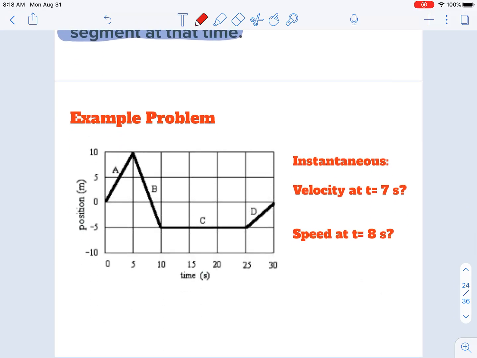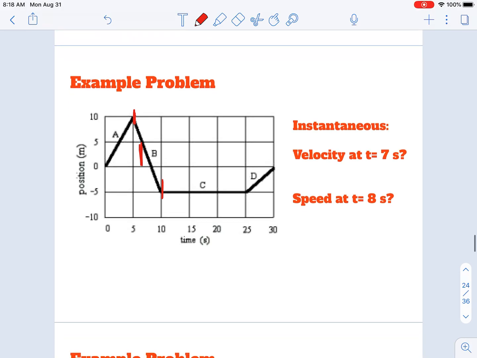Using that, we're going to find the instantaneous velocity and the instantaneous speed at two different parts of our graph. Luckily for us though, both of them fall on the same line segment. The first one asks us to find the instantaneous velocity at 7 seconds, which would be somewhere about right here. Not the easiest spot to find. However, all we need to do is find the velocity by using the slope of any 2 points that fall on that line. Because once we have the instantaneous velocity for any point on a given line segment, we have it for every point on that given line segment.